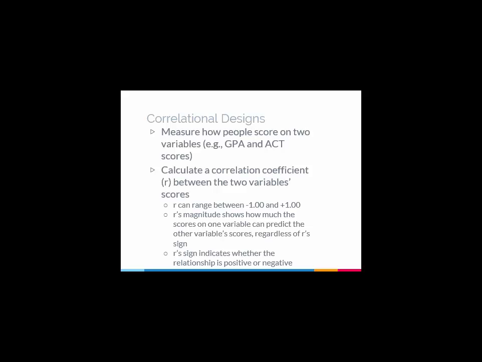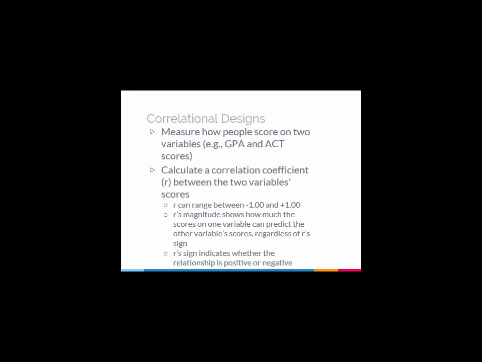For example, we might measure GPA and ACT scores. We might calculate a correlation coefficient between the two variables' scores. This correlation coefficient is known as R. R can range between -1 and +1. R's magnitude shows how much the scores on one variable can predict the other variable's scores, regardless of the sign. The sign indicates whether the relationship is positive or negative.